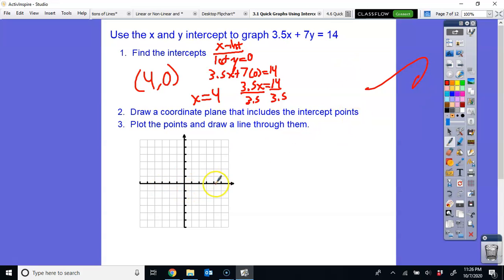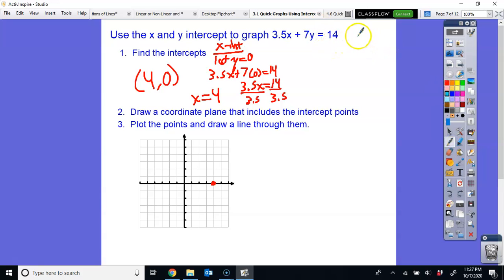There we go. (4, 0) is here. It's not just 4, it's (4, 0). But the 4 is probably going to be the most important thing when we're talking about a real life context, and I'll show you what I mean by that in just a minute. All right.